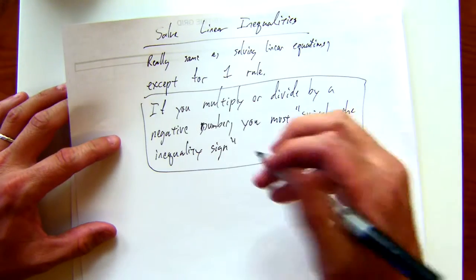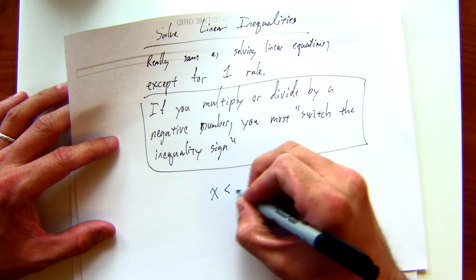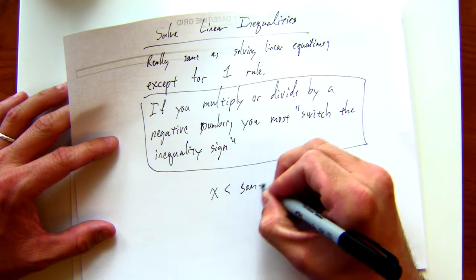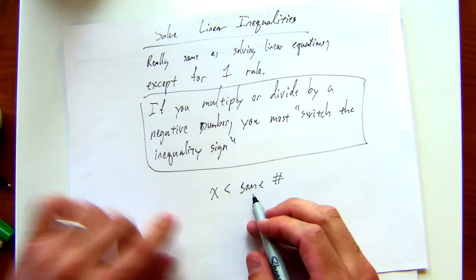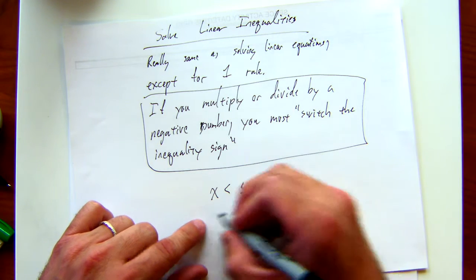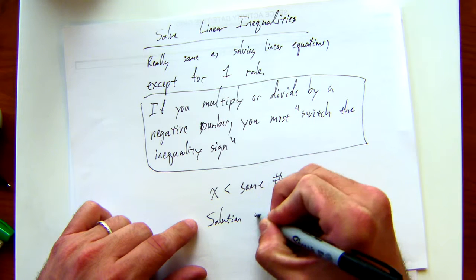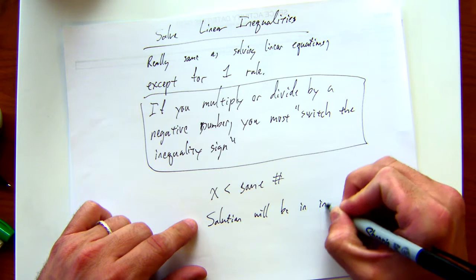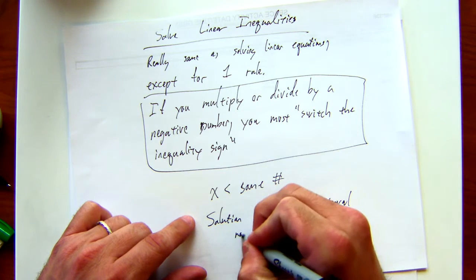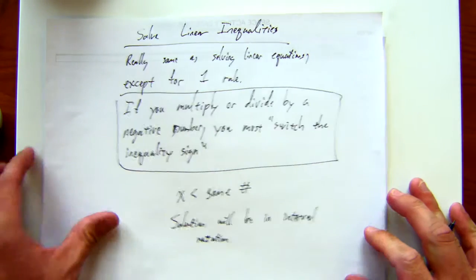All those techniques that we have for clearing fractions, clearing decimals, those all come into play here as well. We can use those just like everything else. And then once we solve the inequality, we will have x is less than some number here. Okay? So the solution will be in interval notation. And I'll show you an example.